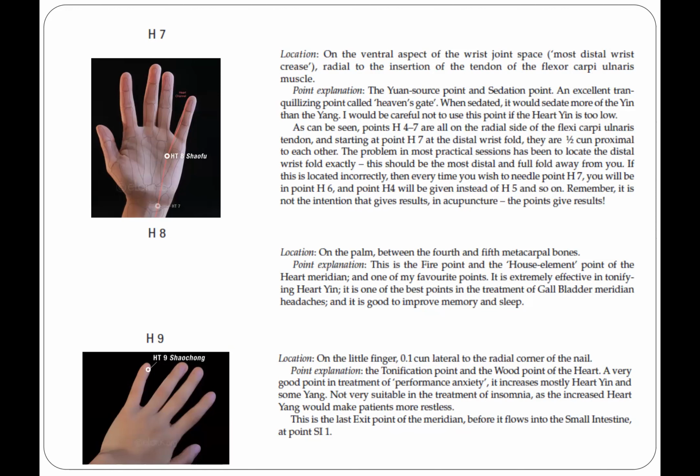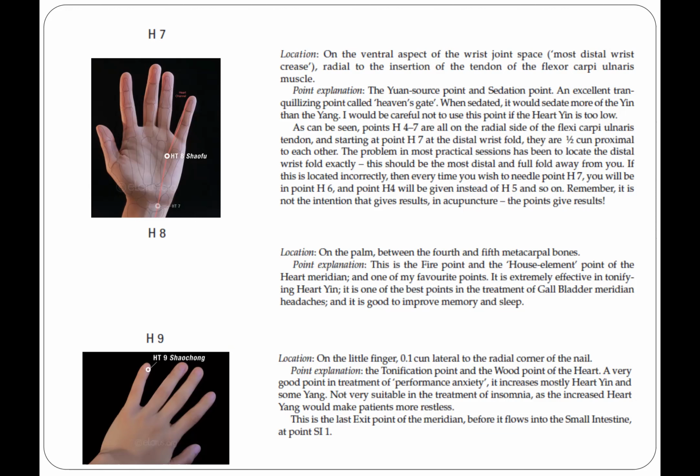Points heart 4 to heart 7 are all on the radial side of the flexor carpi ulnaris tendon, and starting at point heart 7 at the distal wrist fold, they are half a tun proximal to each other. The problem in most practical sessions has been to locate the distal wrist fold exactly. This should be the most distal and full fold away from you.